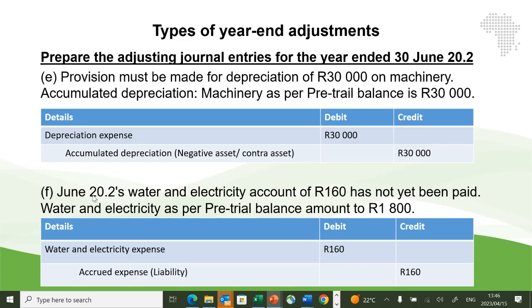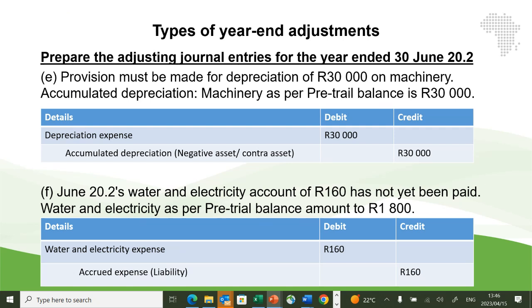It belongs to the current financial period. So we have incurred this water and electricity expense. What we need to do then is debit the water and electricity expense of how much? Of 160. And then what are we going to credit? We're going to credit our accrued expense.